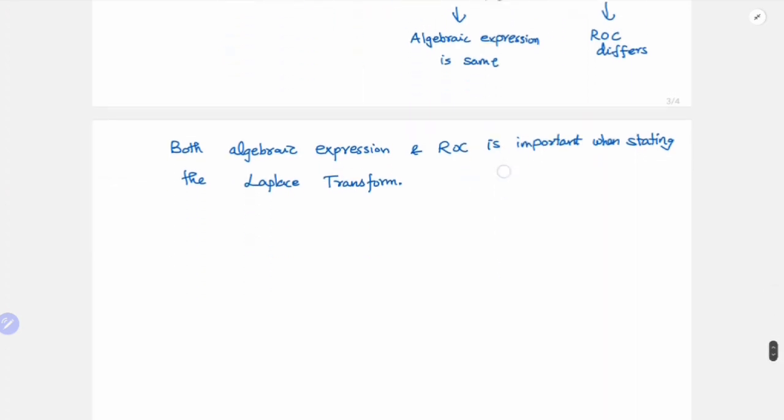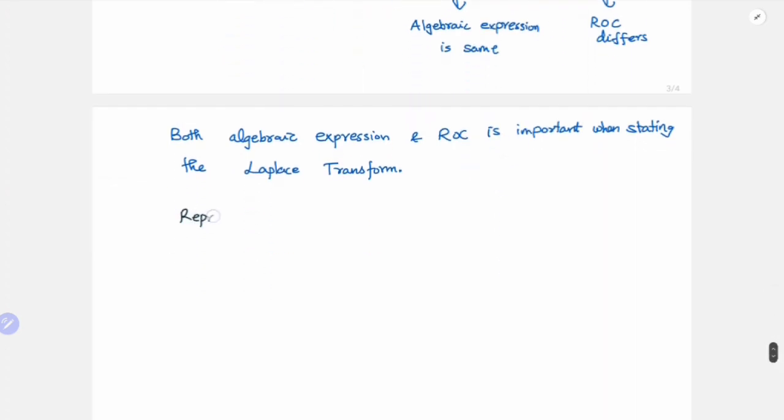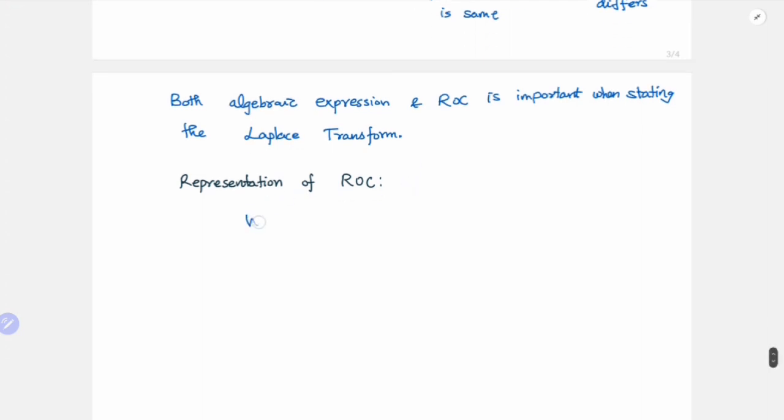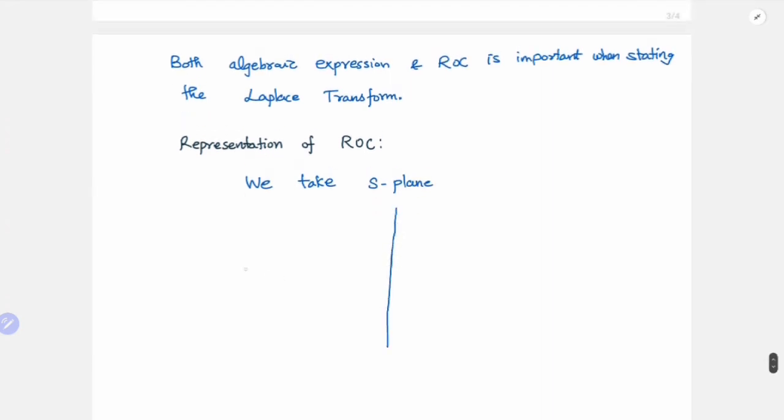And how do we represent the region of convergence? Representation of ROC. So we take an S-plane, and we plot or we shade the region of convergence. So S-plane, what does it contain? It contains the real axis of S and the imaginary axis of S.